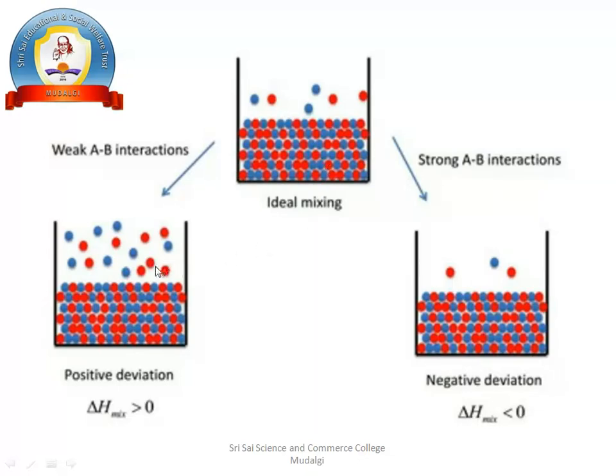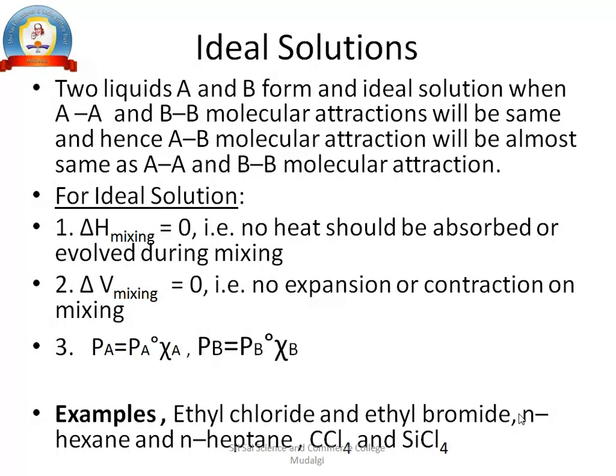Now non-ideal solutions are of two types. One is showing positive deviation, and one is showing negative deviation. I will discuss the types of non-ideal solution. Now remember, for positive deviation, enthalpy of mixing is always greater than zero. For negative deviation, enthalpy of mixing is always lesser than zero. Now I'll tell you individually, with respect to the ideal solution, what its characteristics are.